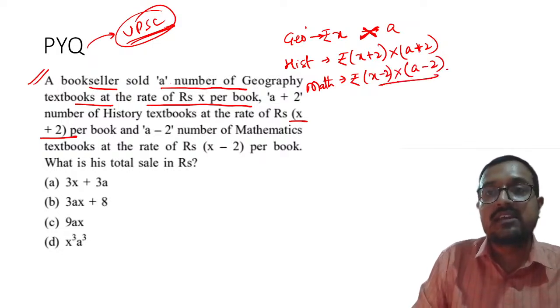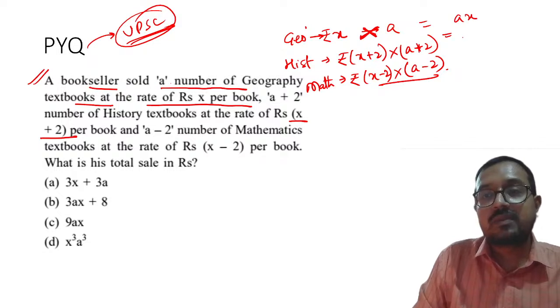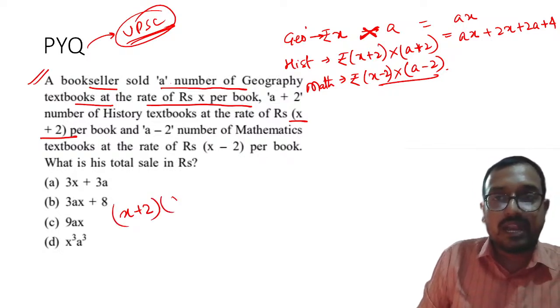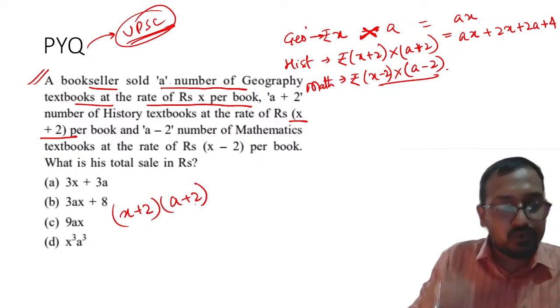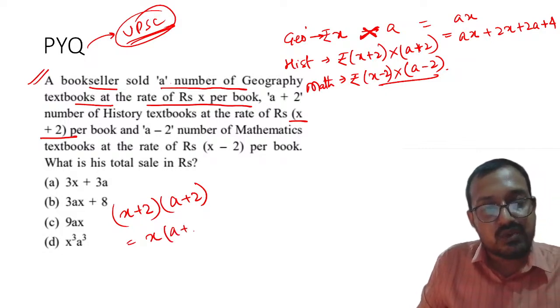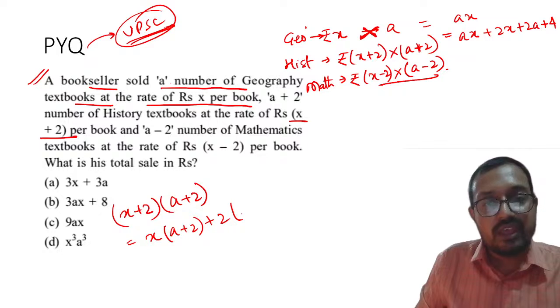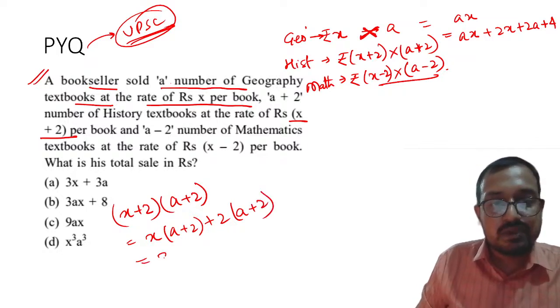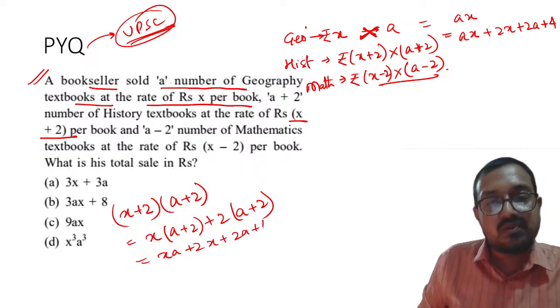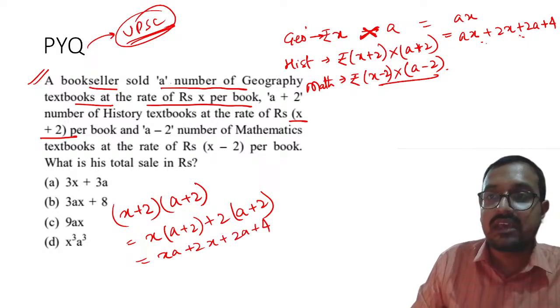Understood this thing? So this will become ax plus 2x plus 2a plus 4. How am I doing it? My dear students, please remember x plus 2 multiplied by a plus 2. This is nothing but, if you use the distributive property, the distributive property. So this will become x into a plus 2, plus 2 into a plus 2, right? So this will become ax plus 2x plus 2a plus 4. I hope all of you got it, from where this came.